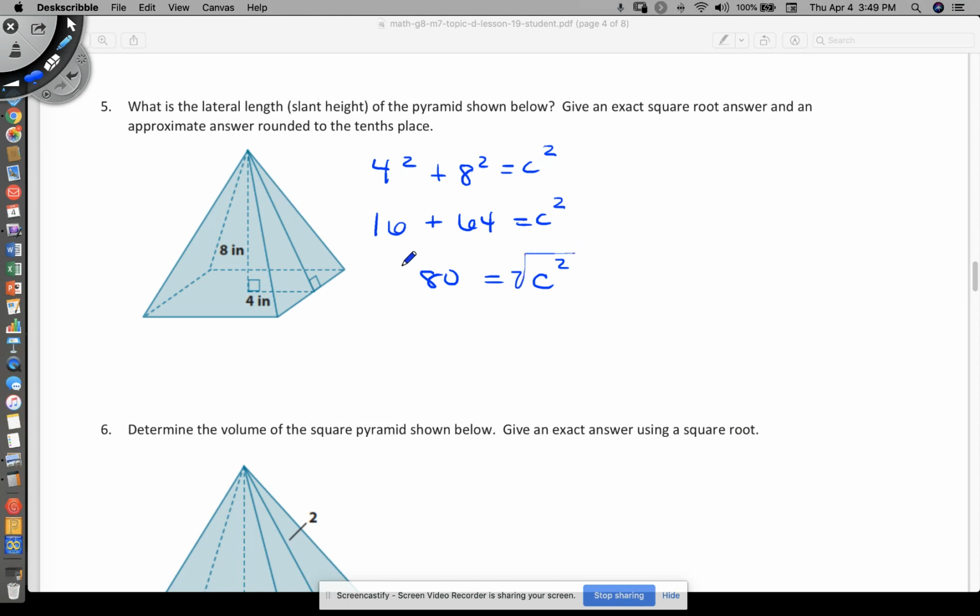I'm going to square root both of these. And when I square root 80, it comes out to 8.9 and some long rest of the decimal answer there. So I'm going to say it's about 8.9 inches. So this is my exact. My exact is root 80. My estimate, rounded to the 10th place, is 8.9. So actually, both of these are answers to box.